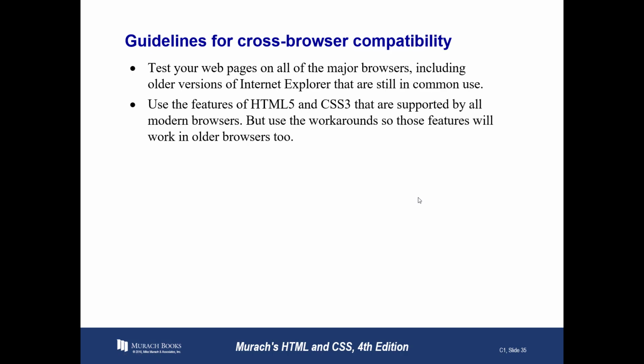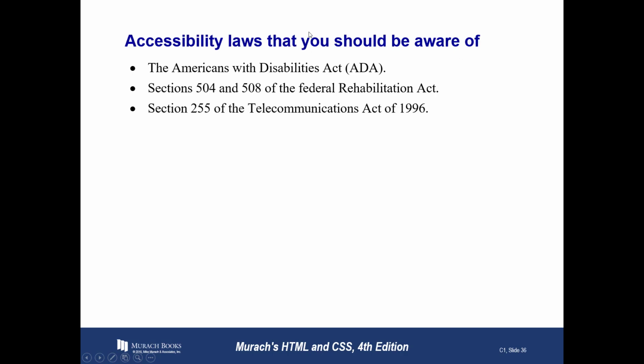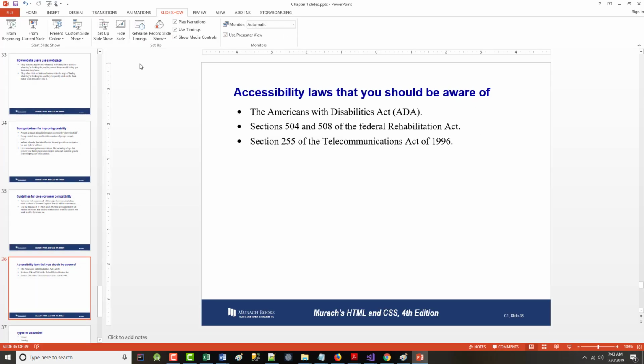Test your web pages on all major browsers. Use the newest, latest, and greatest, which are HTML5 and CSS3. And that's what we'll be using. Accessibility has become more and more important as time has gone on, with things like the ADA, the Americans with Disabilities Act. The more public your website, the more you're going to want to make sure that everyone is able to use it. That includes people who are blind, people who are deaf, people who are colorblind, etc. We'll have more to say about that as we go on.